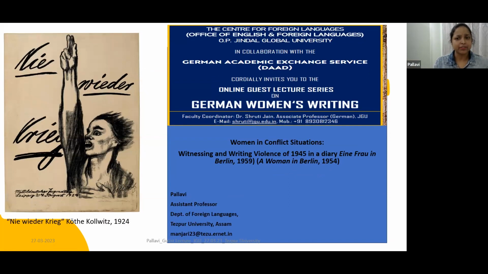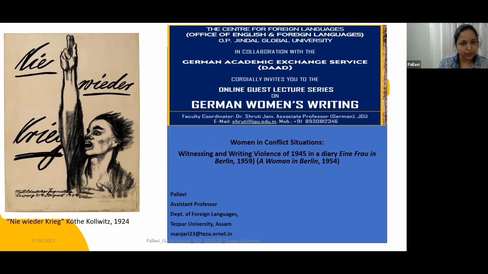So here on the left-hand side, you can see the poster. The poster was made by Käthe Kollwitz in 1923, as part of the Socialist Working Class Youth, for the Central German Youth Day in Leipzig, 1923-24. And afterwards, this poster was widely used in demonstrations.